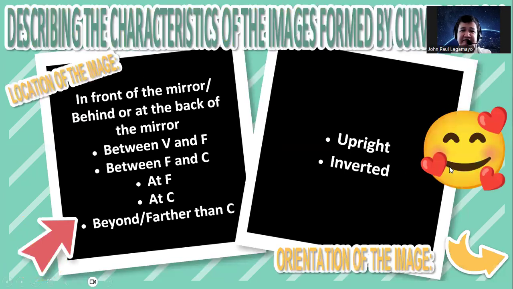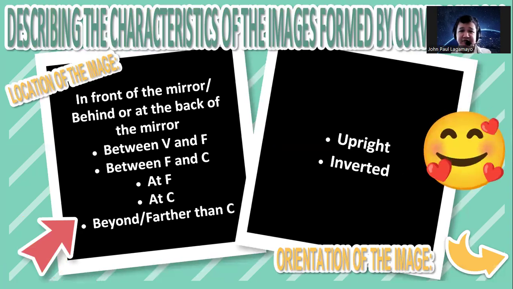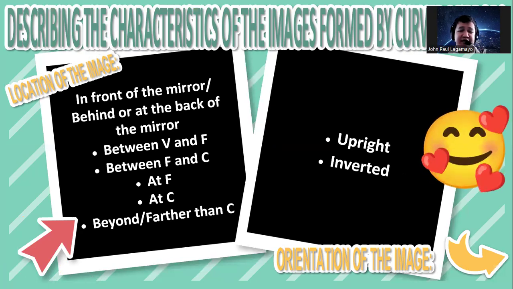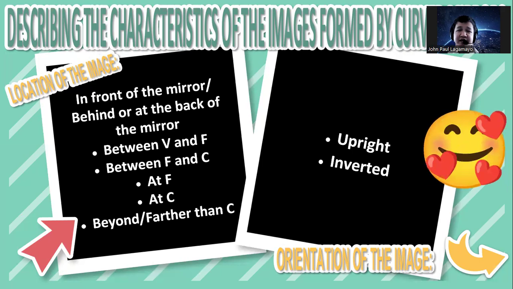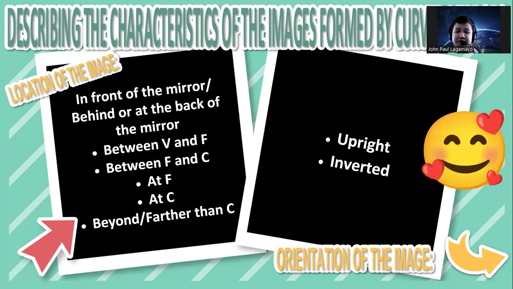Let us now describe the characteristics of the images formed by curved mirrors. Commonly, we have the location of the image. The image may be located depending on the placement of the object in any of the C, V, F. Okay, let us remember that. It can be in front of the mirror or behind the mirror, between V and F, between F and C, at F, at C. Those are the possible locations of the images formed based on the object's position.